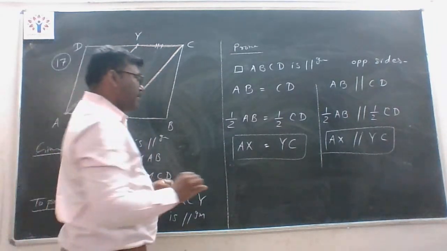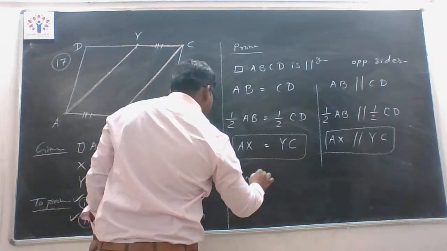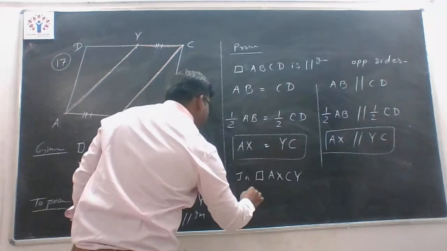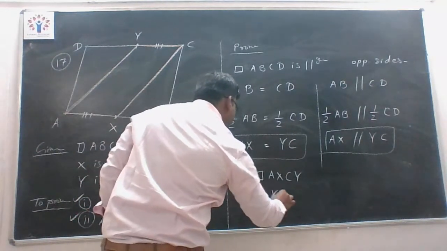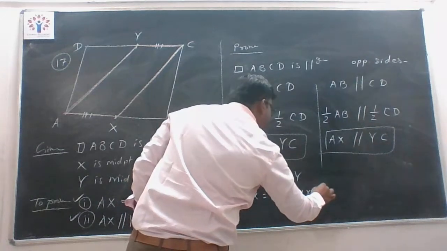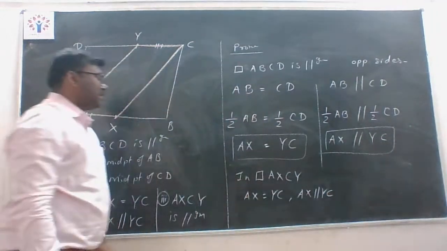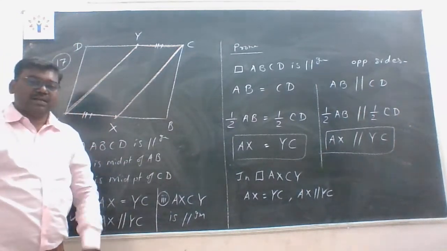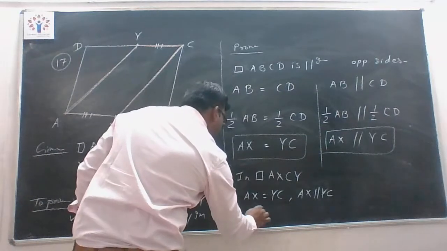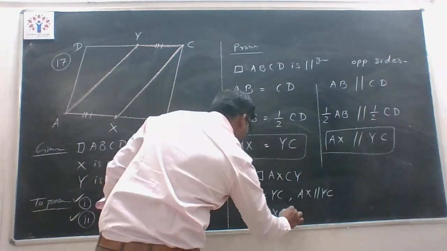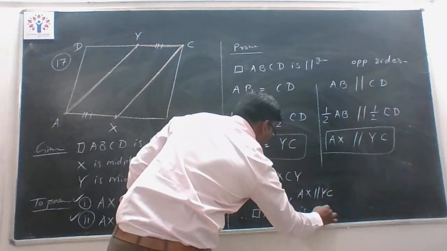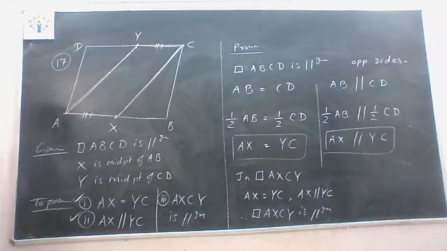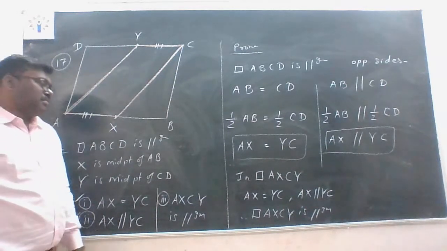It is proved. So what we can write: in quadrilateral AXCY, we know that AX equals YC and also AX is parallel to YC. That means one pair of opposite sides are equal and parallel. So therefore, we can say that quadrilateral AXCY is a parallelogram. The third thing is proved. Do you understand this? So students, please copy this.